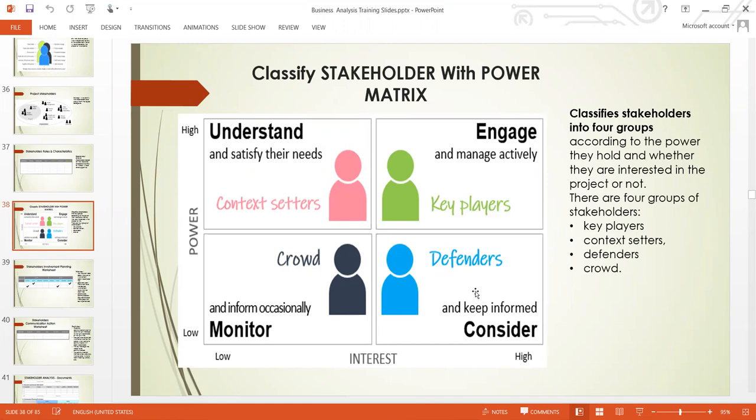Then here we have defenders. Defenders here have high interest in this project, but they don't have power. And why do they have high interest? Some of them are going to be the end users of this particular solution. So you find that maybe you are improving the way they do their job with a solution. And there are some of them who might be very happy to see the outcome of this. So you keep them informed.